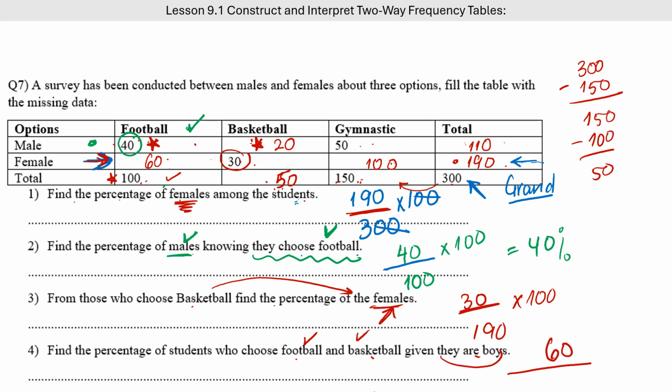And what is the second condition? They are boys. So what is the total of the boys? The total of the boys is 110 and make it times 100. Then solve it and find the answer.